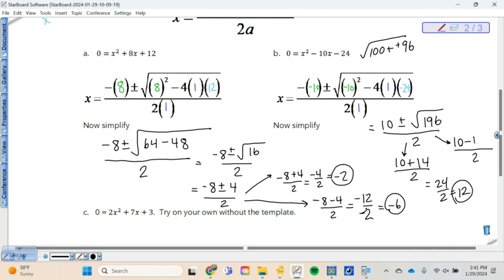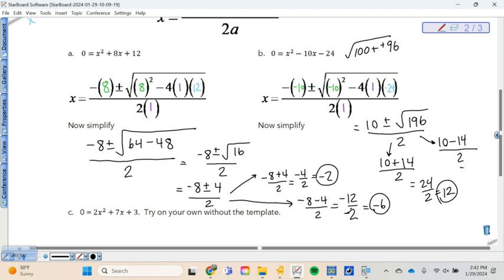And then 10 minus 14 divided by 2. So what's 10 minus 14? Negative 4 divided by 2 is negative 2. And again, that's the same answer we got on the other side. Positive 12, negative 2.